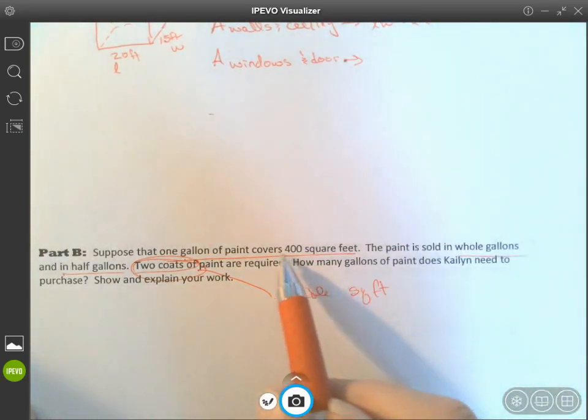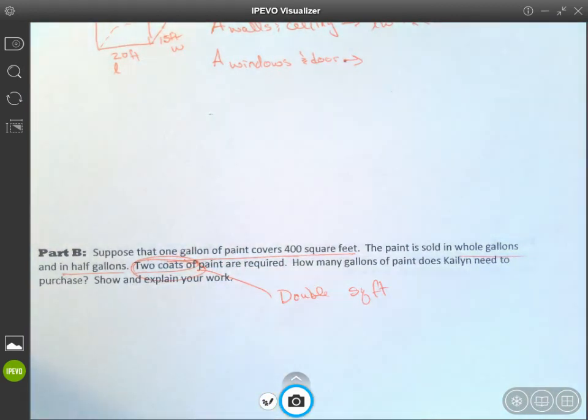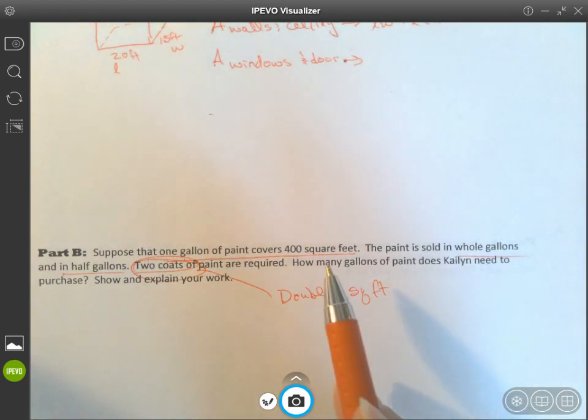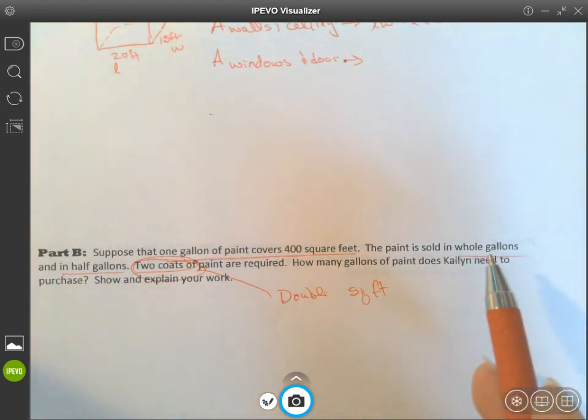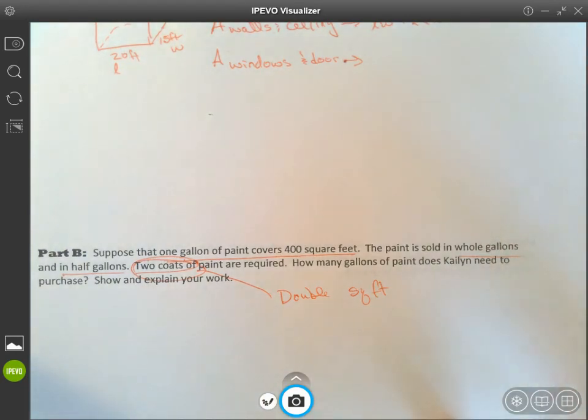And then if you think about it, you want to group it into groups of 400. Isn't that like dividing into groups of 400? So once you double the square footage, you're going to divide by 400 and see how many gallons and half gallons you would need. So do you need 3 whole gallons? Do you need 3.5 gallons, etc.? All right, flip it over, please and thank you.